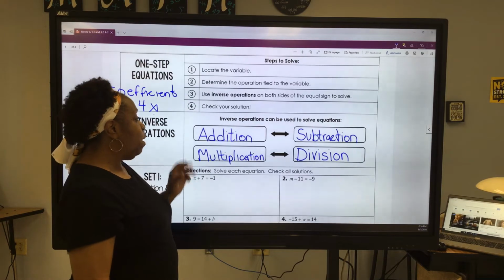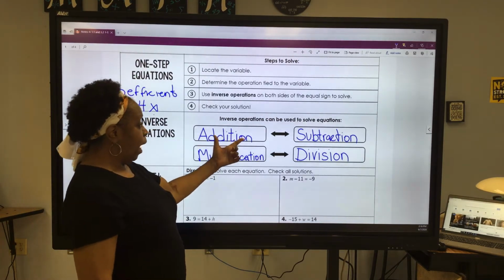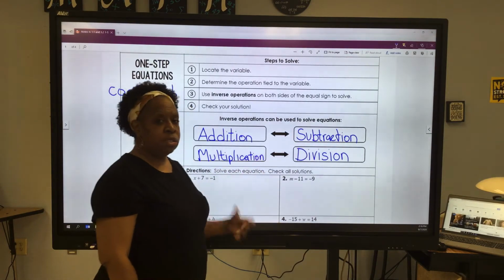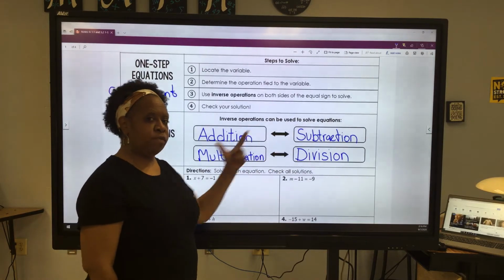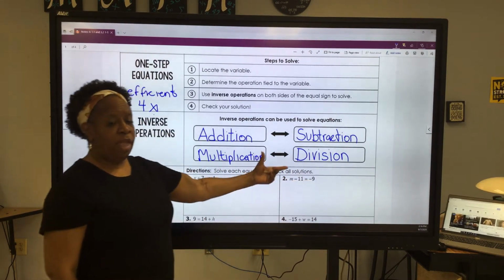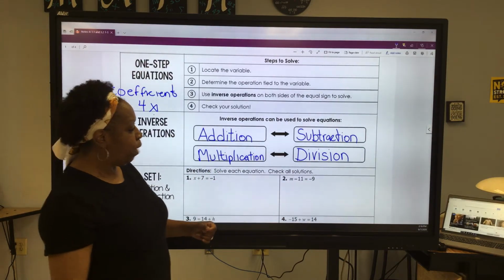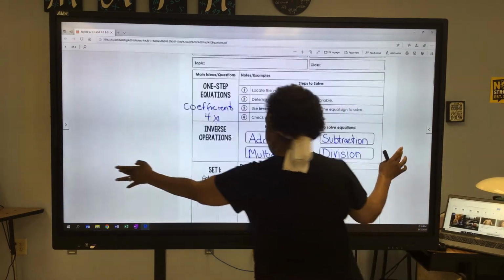It's very simple. Let's remember what inverse operations are. Addition is the inverse operation of subtraction. Sometimes people say addition will undo subtraction and vice versa. Also, multiplication is the inverse operation of division. They undo each other, okay? So let's do a couple of examples so you can get a feel for this.